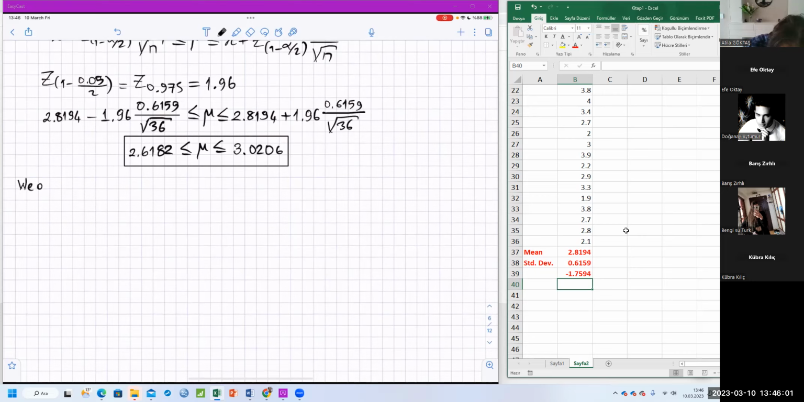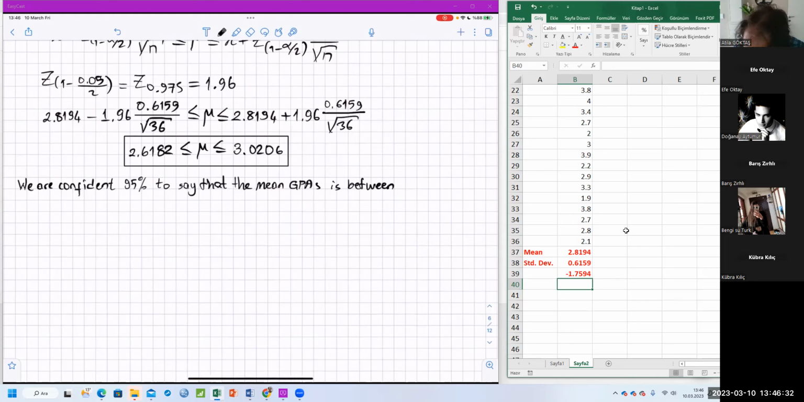We are 95% confident to say that the mean GPA is between 2.6182 and 3.0206. That's the interpretation.